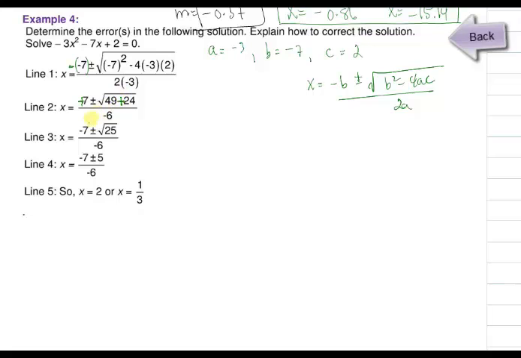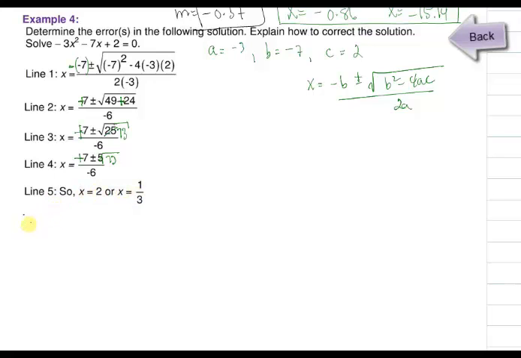And so now when we get down to our line 3, we already know this is plus. It's not 25 inside the bracket, because it's 49 plus 24, which is 73. So this should read 73. And our denominator is good because 2 times negative 3 is negative 6. And so for line 4, what we should have is positive 7 plus and minus the square root of 73 over 6. So no, x is not 2 and x is not 1/3.